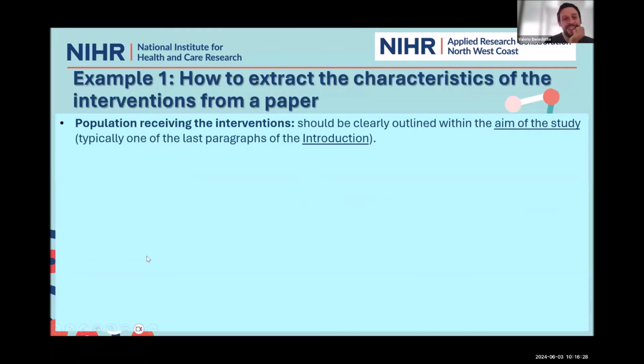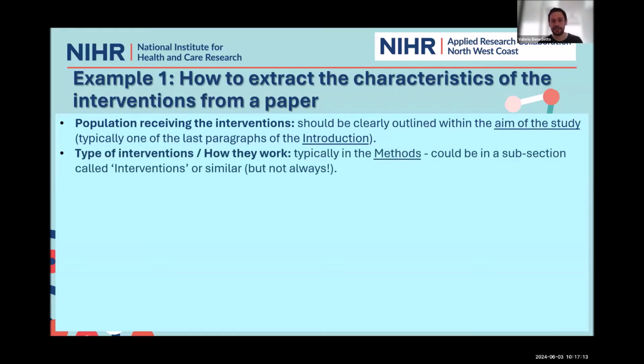Here we go. So just to give an example, how to extract these characteristics of the intervention from a paper. I mentioned before that you can probably find the information about the population in the title already, but it should be really clearly outlined within the aim of the study. And you will be able to see the aim of the study in one of the last paragraphs of the introduction, typically. I will use this word a lot, typically or usually, because that's, in my experience, and probably other people's experience, where you will be able to find these different elements in a scientific paper. But that's not always the case, but usually that's the case, okay?